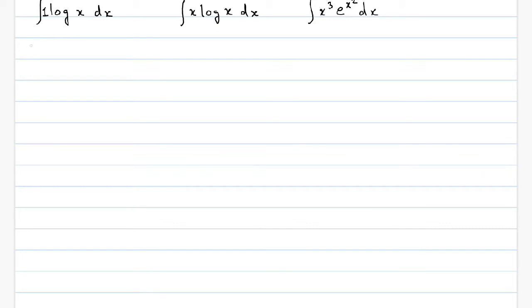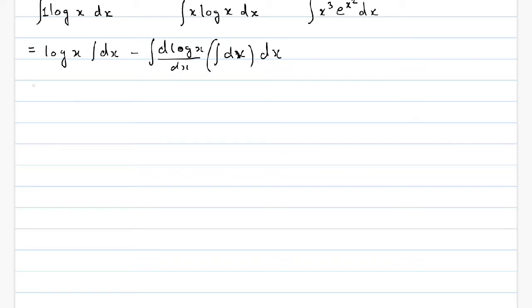So here we will take our log as u, so our formula becomes u as it is, log x, integration of v, so integration dx, then minus integration of differentiation of u, that will be log of x with respect to x, integration of v, so that is integration dx, then another dx. So integration of dx is nothing but x, so we'll get log of x into x.